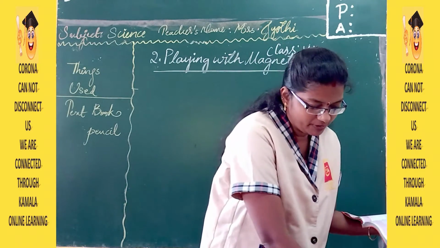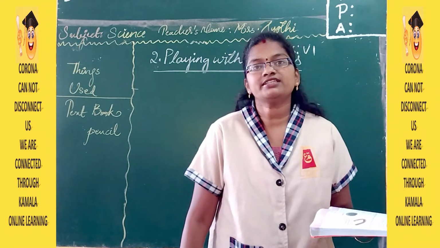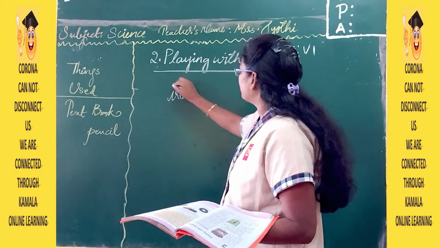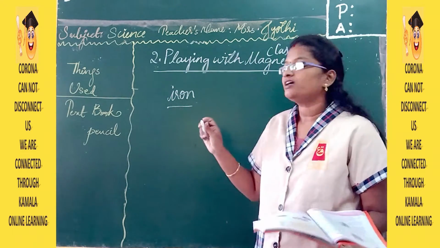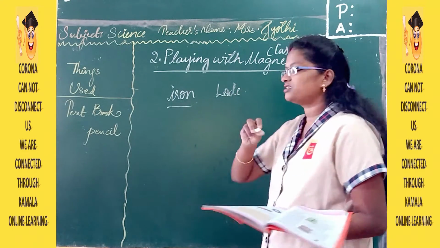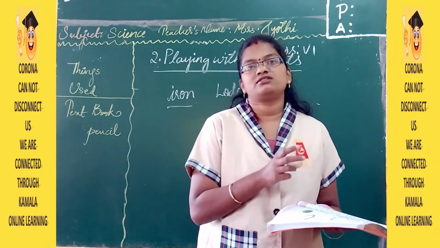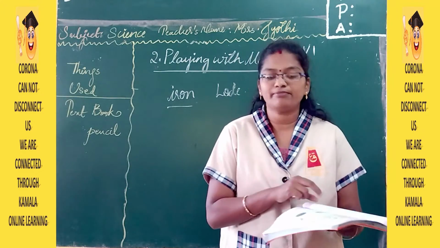So we have learned about magnets. Magnets have a property of attracting things like iron. There is a natural magnet, and it is a stone called lodestone. All the remaining magnets which you are able to see now are man-made magnets.